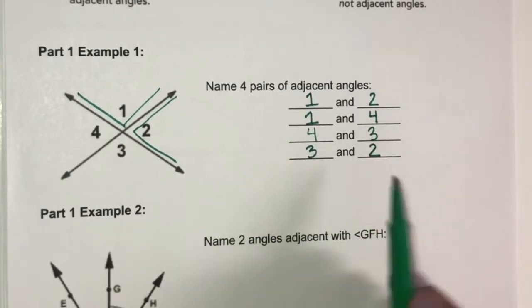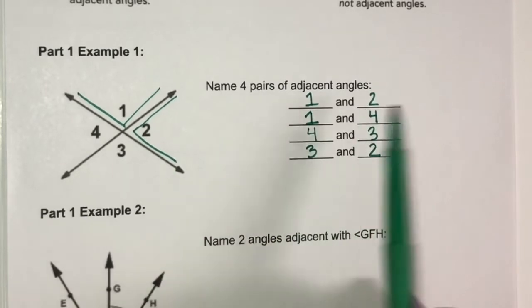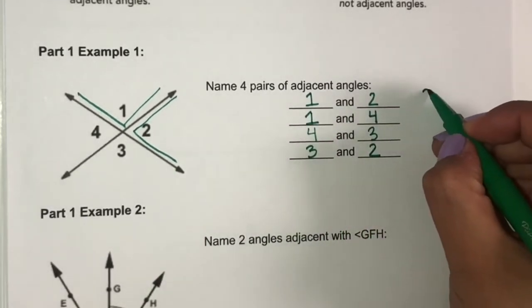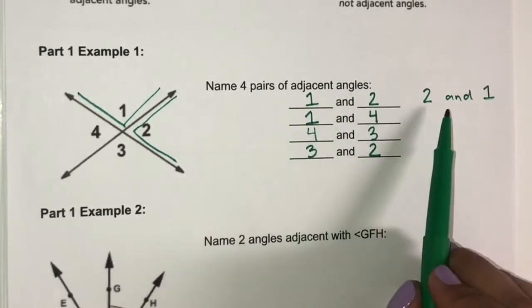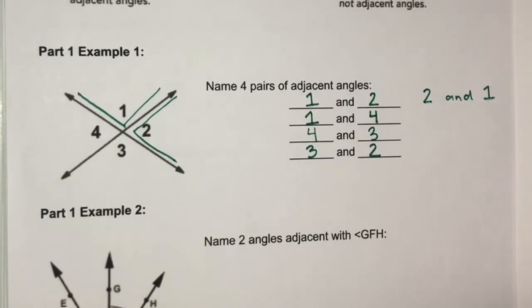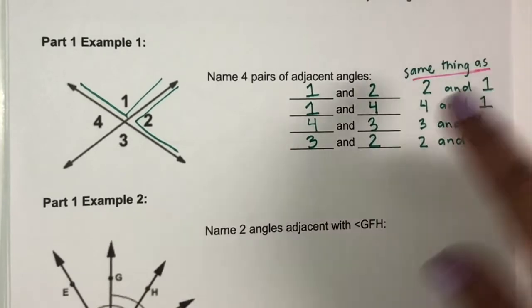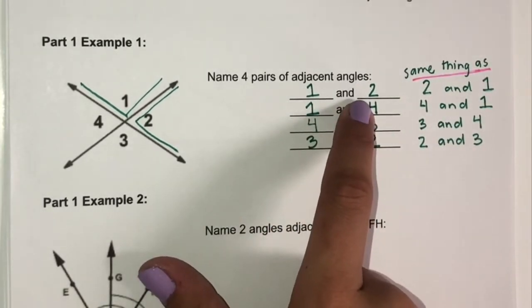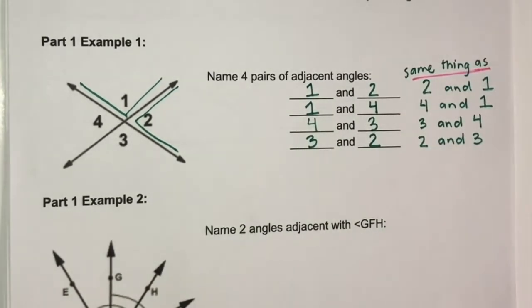Now, it doesn't matter when you're naming adjacent angles which angle comes first, because saying that angle 1 is adjacent to angle 2 is the same thing as saying angle 2 is adjacent to angle 1. It doesn't matter which angle comes first. Off to the side, I just wrote another way that you could say it. Saying angle 1 and angle 2 are adjacent to each other is the same thing as saying angle 2 and angle 1 are adjacent to each other. It doesn't matter which one you put first.